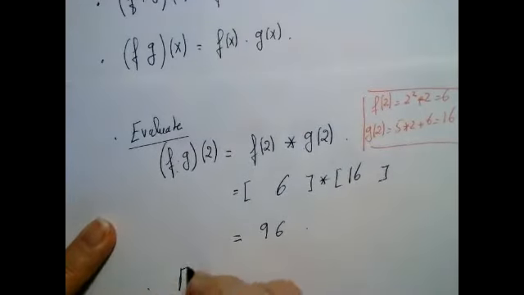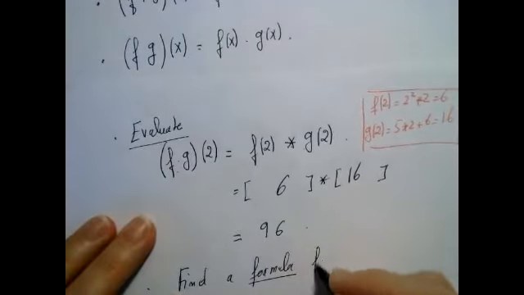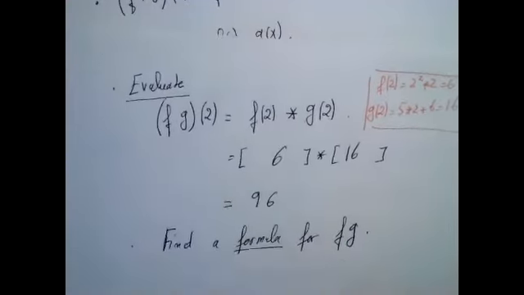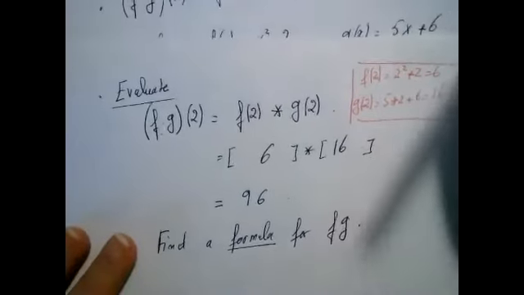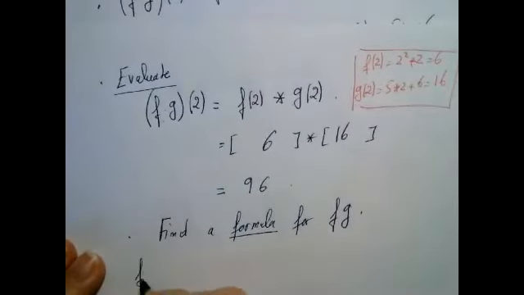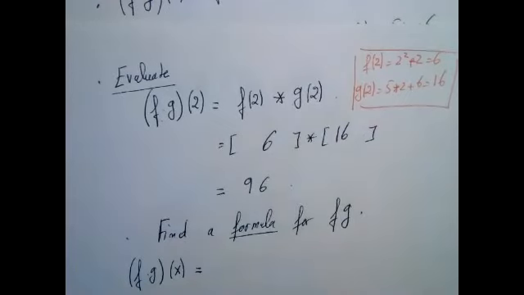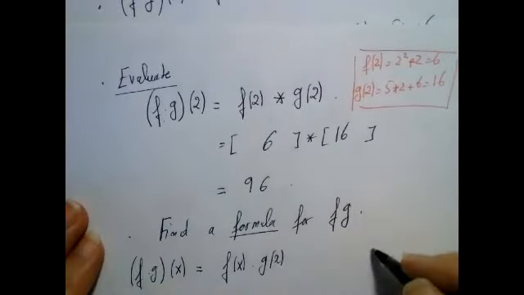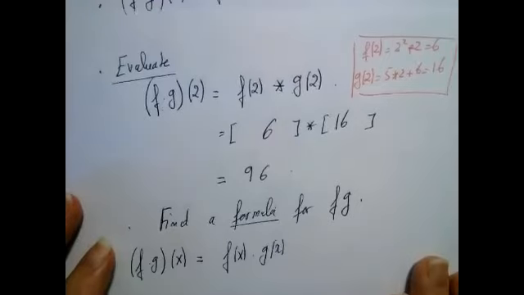Now, the question is, find a formula for fg. What do we mean by find a formula for fg? It looks like so much notation, but this means the following. If you take fg, what does fg do for any x? That's what it means to find a formula. It means what does it do for any x? So for any x, the definition is it takes whatever f does and multiplies it by g. So that's the product. So now let's do that.